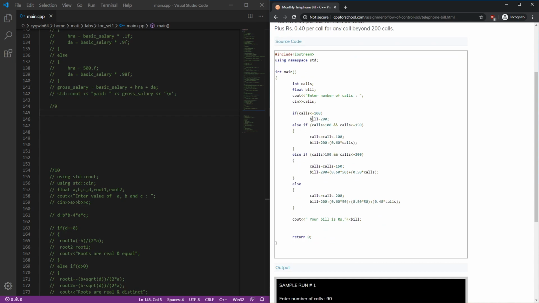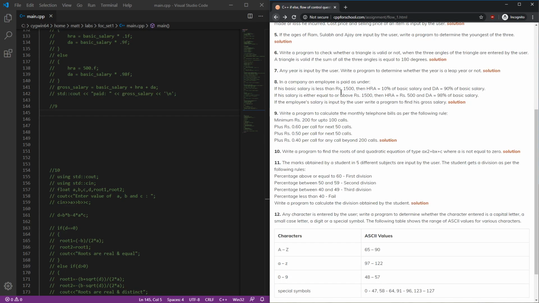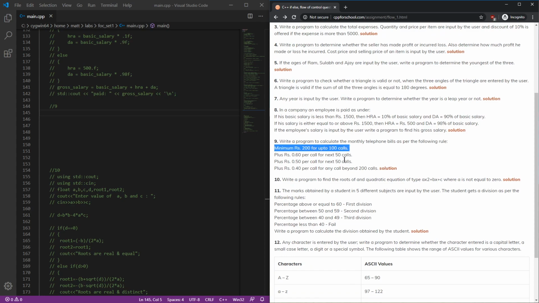If calls is less than or equal to 100, their bill's 200. Sounds like an absolute ripoff. Else if calls is greater than 100, less than 150, I still don't know what Rs is, but we'll go with a guess. Cost? Is it cost?